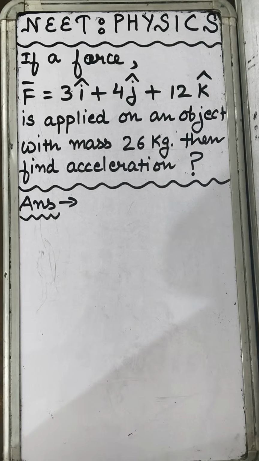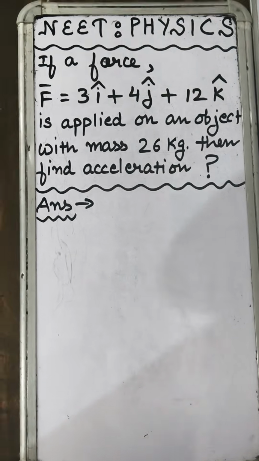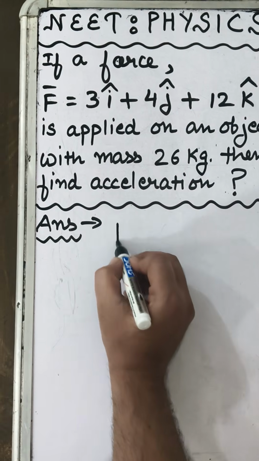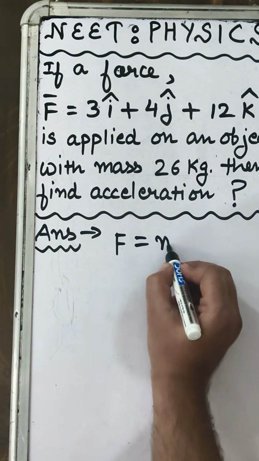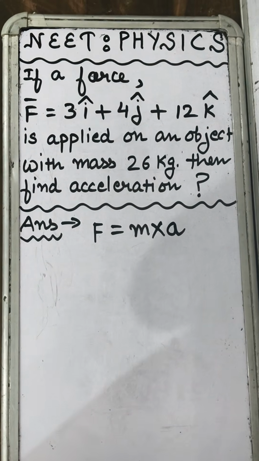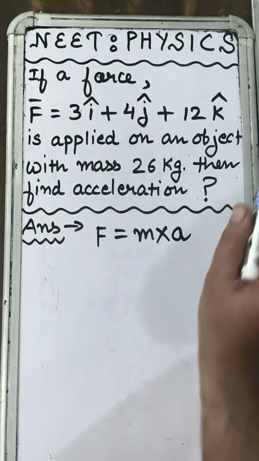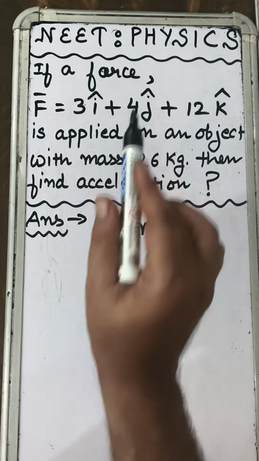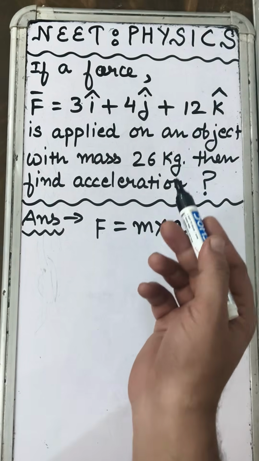What we have to find? We have to calculate the acceleration. Very simple question. We have to use the formula: force is equal to mass multiplied by acceleration. All of us know this formula. Right. Now we have the force in the vector form, so first of all, we need to convert it into the scalar form. We have to find the magnitude.